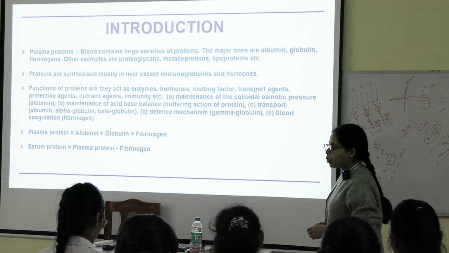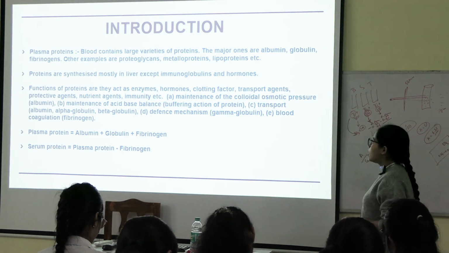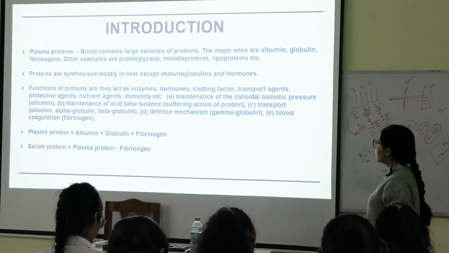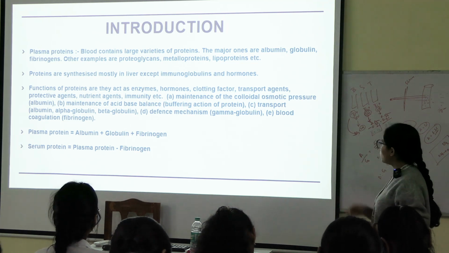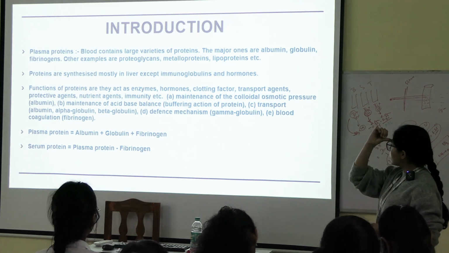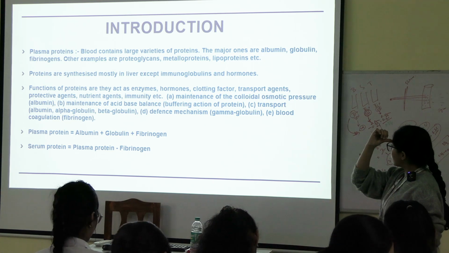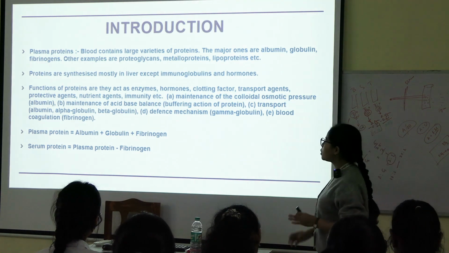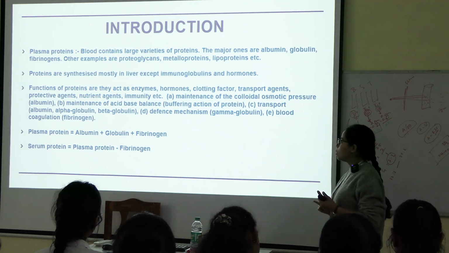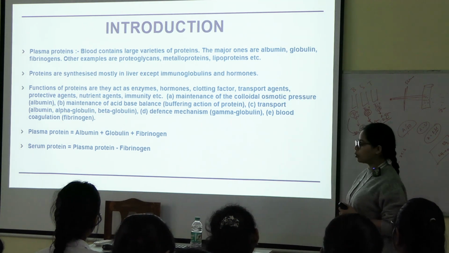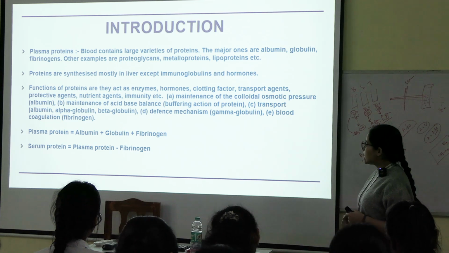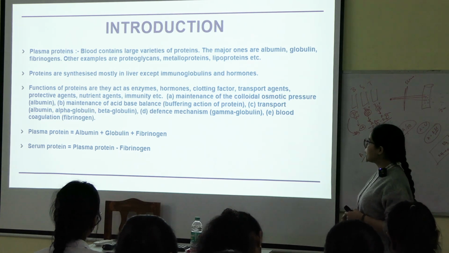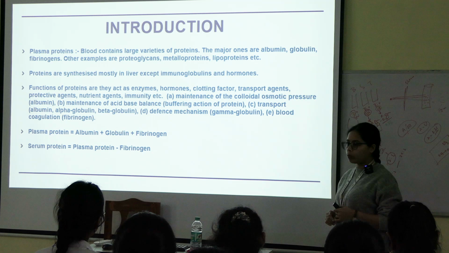So what is plasma protein? Blood contains large varieties of proteins. The major ones are albumin, globulin, fibrinogen. Other examples are proteoglycans, metalloproteins, lipoproteins, and etc. So the major ones are what? Albumin, globulin, and fibrinogen. Then proteins are synthesized mostly in the liver except immunoglobulins and hormones.